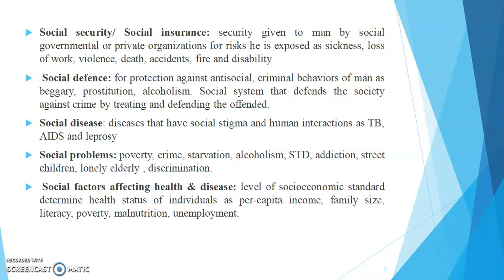Next is social defense. For protection against antisocial criminal behaviors of man such as beggary, prostitution, alcoholism, social systems that defend the society against crime by treating and defending the offended. Next definition is social disease. So diseases that have social stigma and human interactions, such as TB, AIDS and leprosy. Generally the communicable diseases are considered as social diseases.